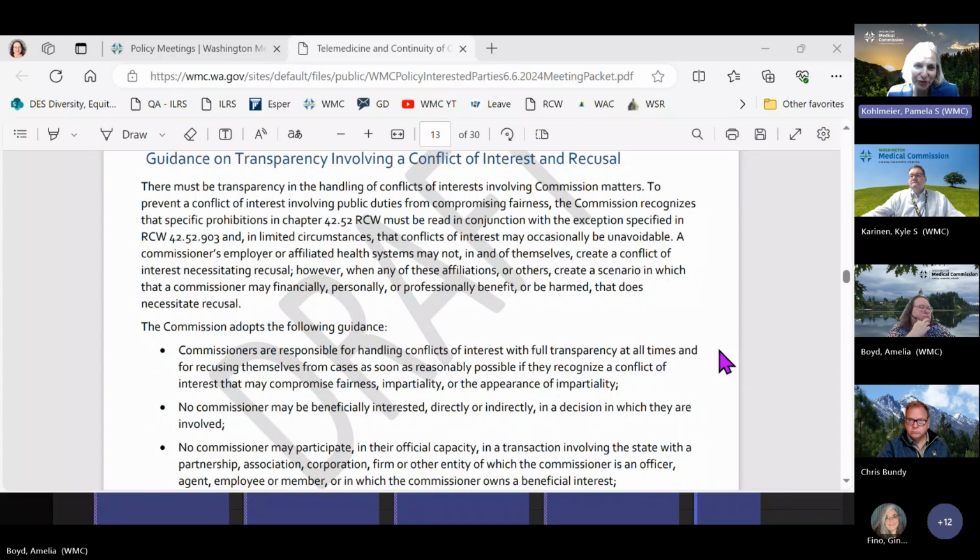Chris Bundy, did you put your camera on because you want to say something intelligent to the rest of us? We just get to see your face. That's great. No, don't worry. Scott Rogers, go ahead.